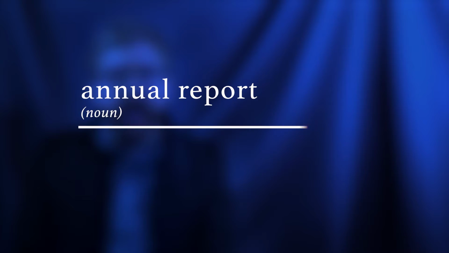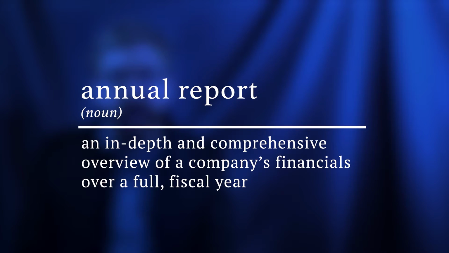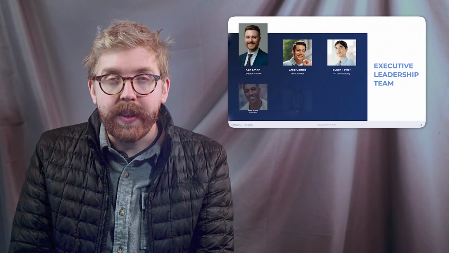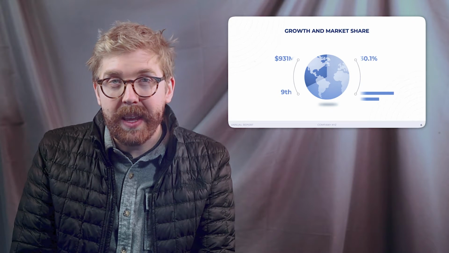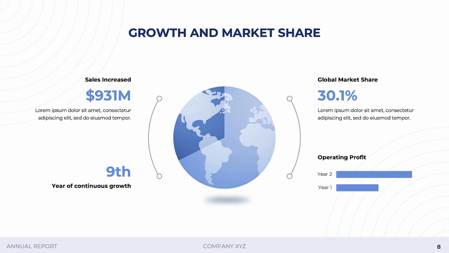a lot simpler. Annual reports are an in-depth and comprehensive overview of a company's financials over a full fiscal year. Introduce your report with a brief message from the CEO, present your team, then dive into the finances. That's really what stakeholders and any potential investors care about the most. Highlight yearly growth with the total sales increase, the consecutive year of continuous growth, the operating profit, and the global market share of the company.